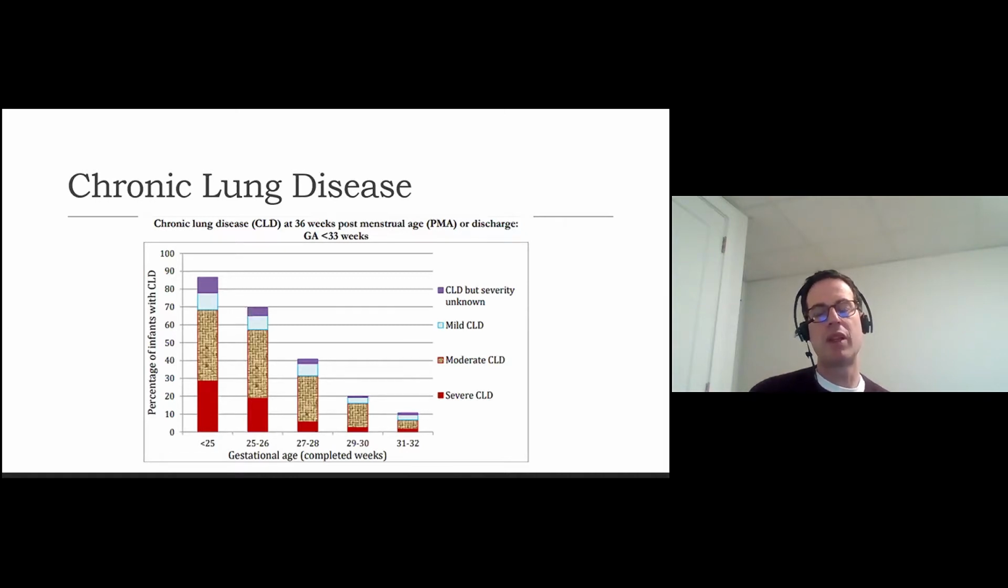The difference between them: mild chronic lung disease would be those kids that are on nasal prongs and oxygen. Moderate CLD would be those kids that are dependent on CPAP, under 30% oxygen. And severe chronic lung disease would be those kids that are on CPAP with greater than 30% oxygen or are ventilated. You can see that thankfully, less than 30% fall into that category under 25 weeks, and it drops off steadily as you go up in gestation. So we certainly in Canada have a problem, because one can always do better. And the question is, how do you do better? And we're going to get into that.